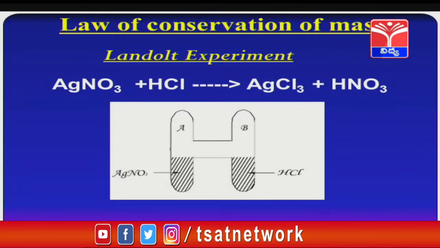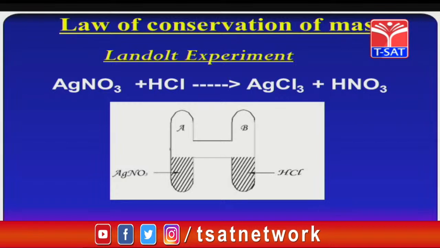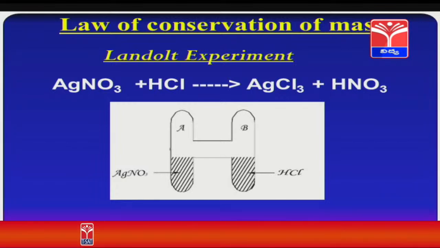So, he found the weight of silver nitrate and hydrochloric acid before reacting with each other, and then afterwards, when these test tubes were connected and the reaction took place, silver chloride and nitric acid were formed, and now he observed that the weight of the products was equal to the weight of the reactants. So, this proves the law of conservation of mass.